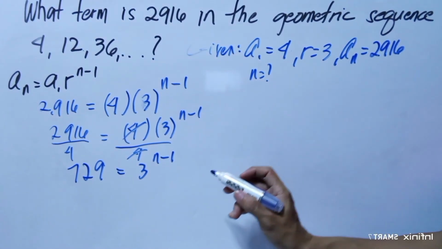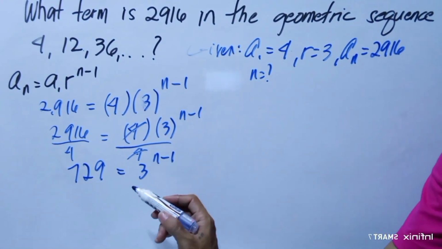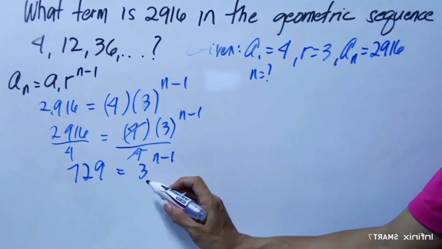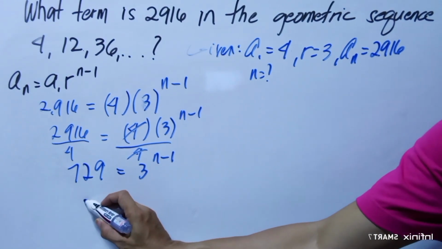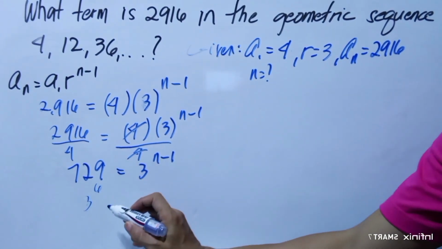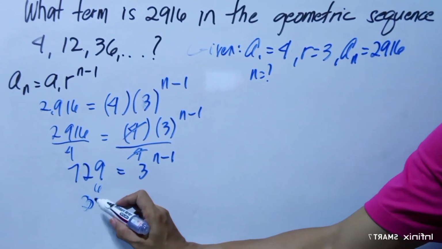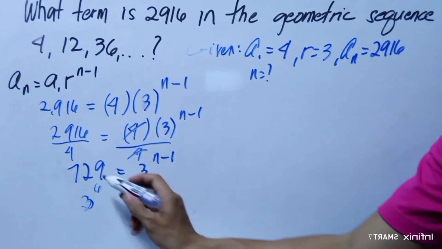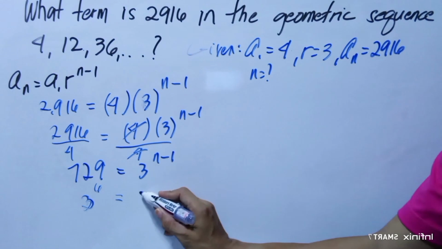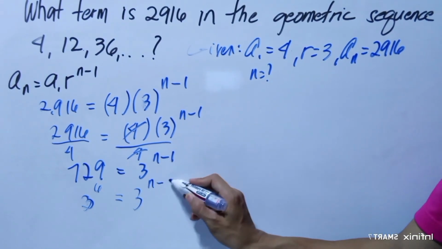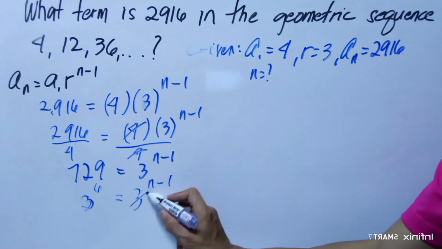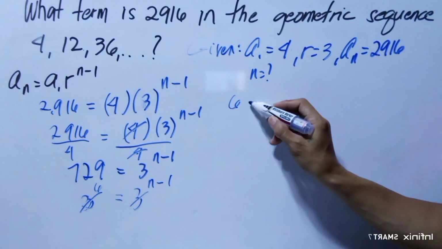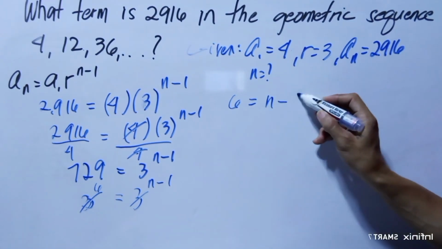Okay? Ngayon, si 729, since 3 yung nandito, yung common ratio natin, we will try it, si 3. So, erase natin yan into 6. Kasi, kapag i-multiply natin yung 3 by itself, 6 times, the result is 729. So equals 3 raised to the power of n minus 1. Okay, so i-cancel natin yung 3. Okay, dito tayo sa taas. So ang naiwan dito, 6 equals n minus 1.